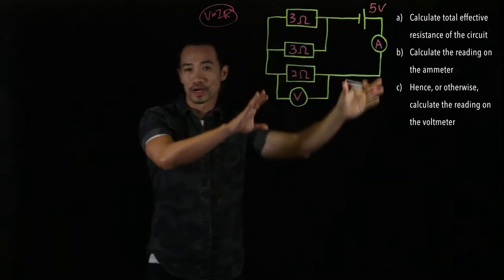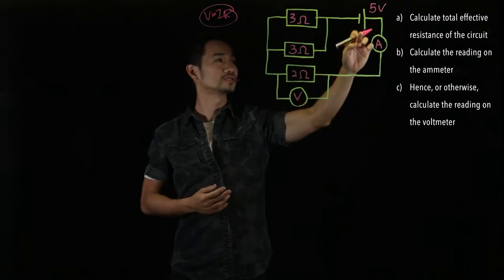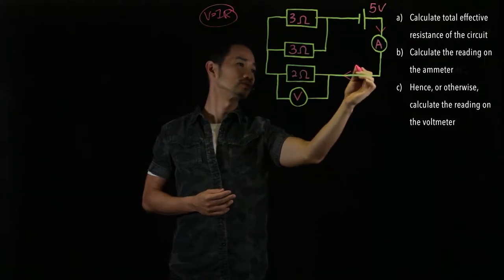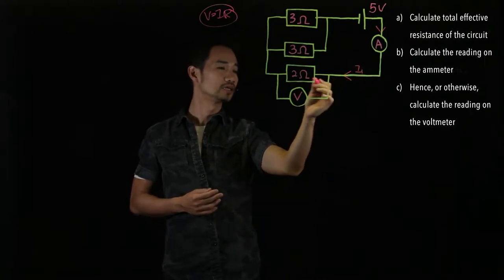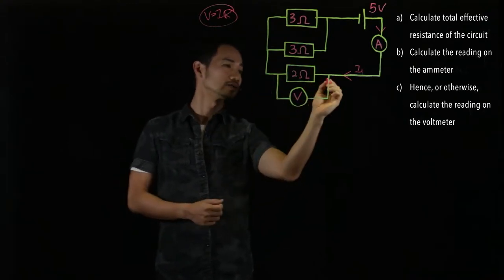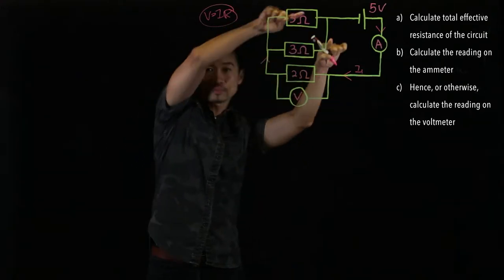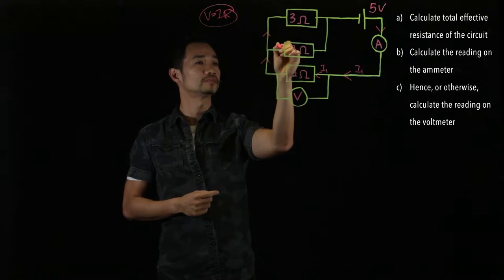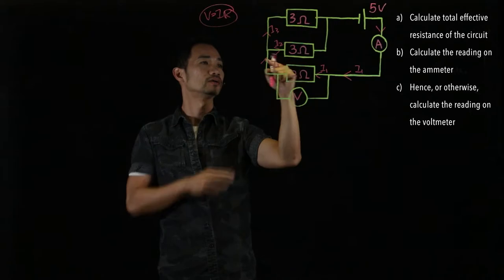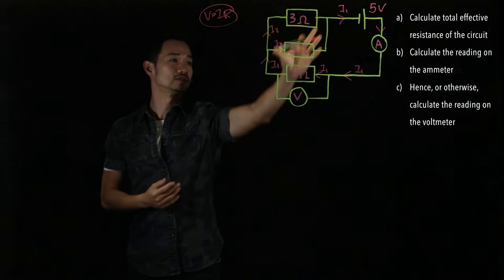Okay, let's map out the current flow so that you have a better understanding how it goes. From the long side, which is the positive side, we are drawing conventional current flow. Let's call this I1. Once it hits here, nothing is going to flow through the voltmeter because it has very high resistance, so it is still I1. Then it comes here, and there are actually two pathways, so it splits up into I2 and I3. And then it goes back here and it's still I1 again. So you have a better picture.